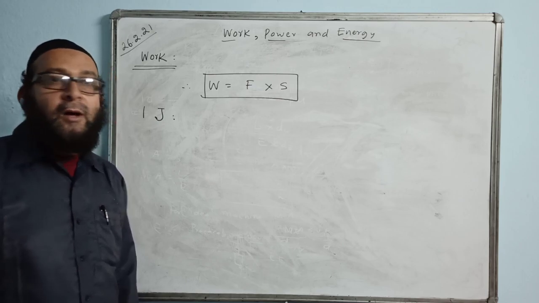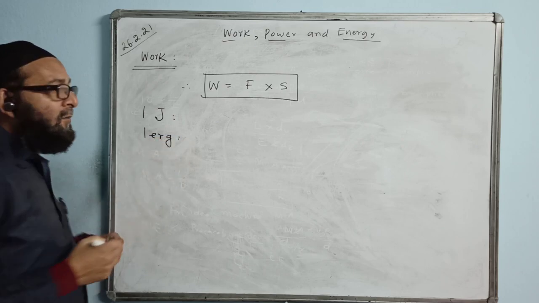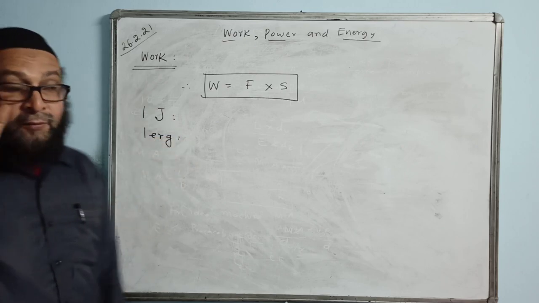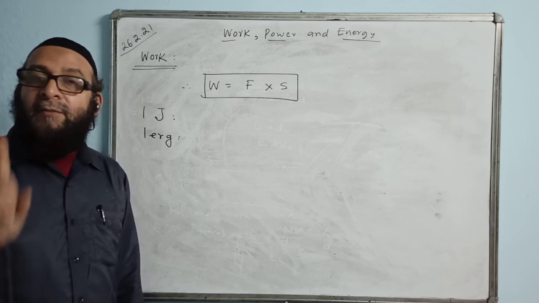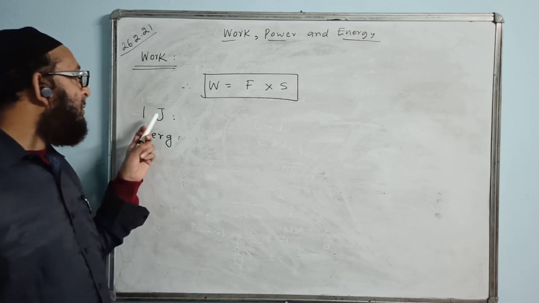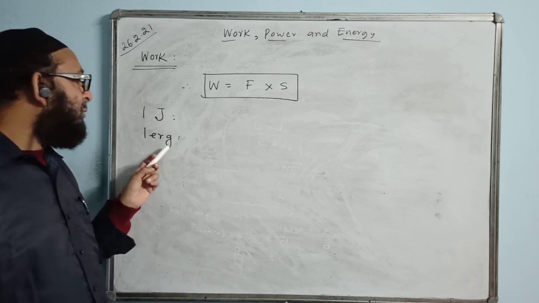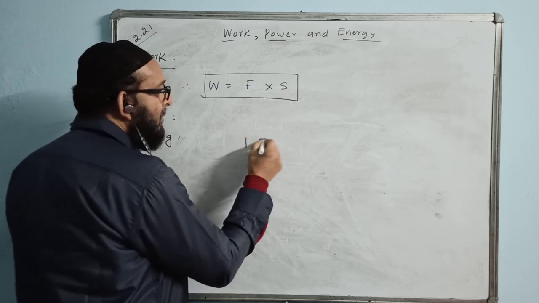How do we define 1 erg? The same pattern we follow. We say it is the amount of work done when a force of 1 dyne produces a displacement of 1 centimeter in the direction of the force applied. How is the SI unit of work related to the CGS unit? The relationship between joule and erg we have to find.